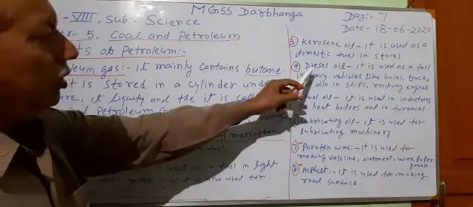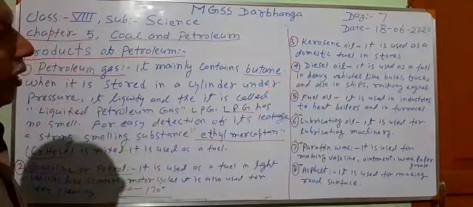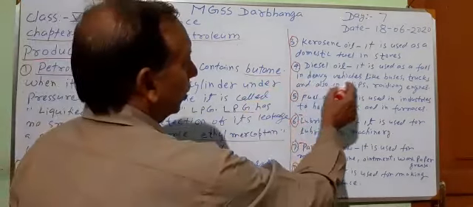The fourth component is diesel oil. Diesel oil is used as a fuel in heavy vehicles.